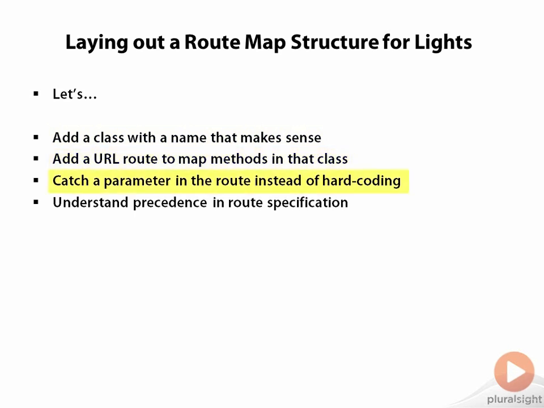And then we're going to learn a bit about catching parameters in the URL routes and using those instead of just hard coding the commands we want to send to the CM19A driver. And then finally, we'll take a bit of a look at understanding precedence and route specification and what impact that's going to have on you as you build out your home automation server.